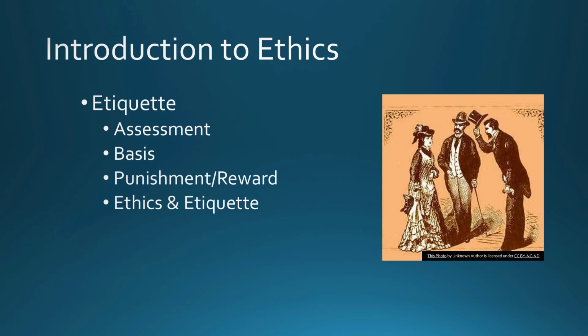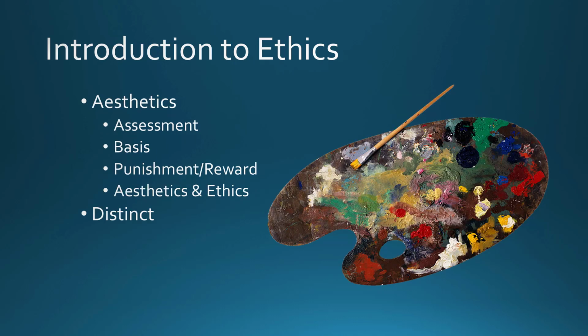Lastly is, of course, aesthetics. Aesthetics is a branch of philosophy that deals with art and beauty. The assessment involves, the most obvious one is art versus non-art. And much like ethics, it does involve the good and the bad. And of course involves the beautiful and the ugly.